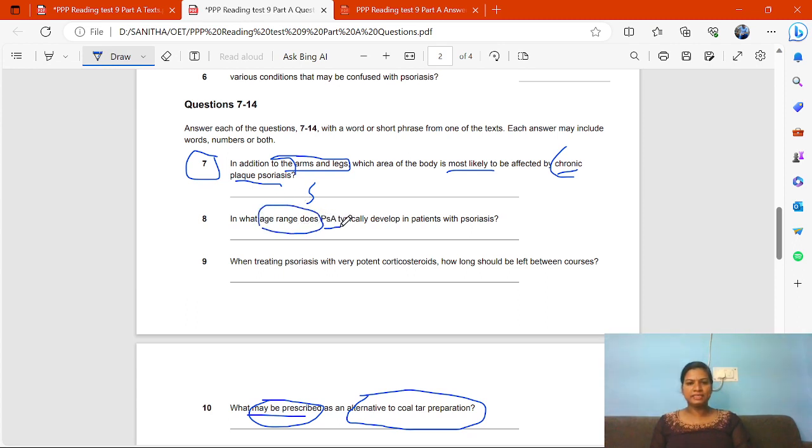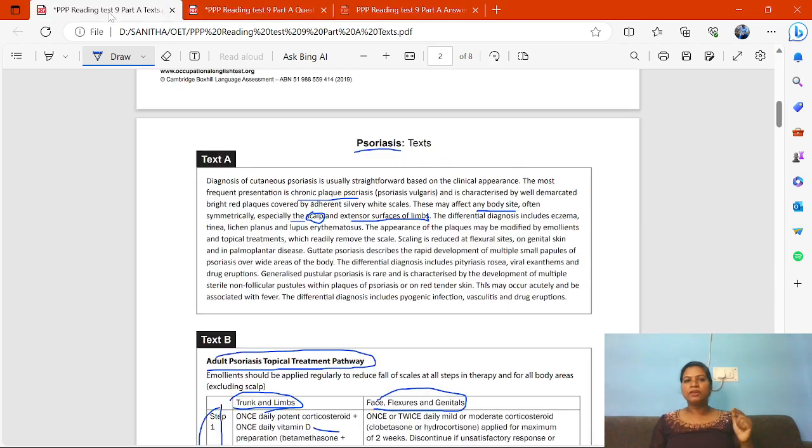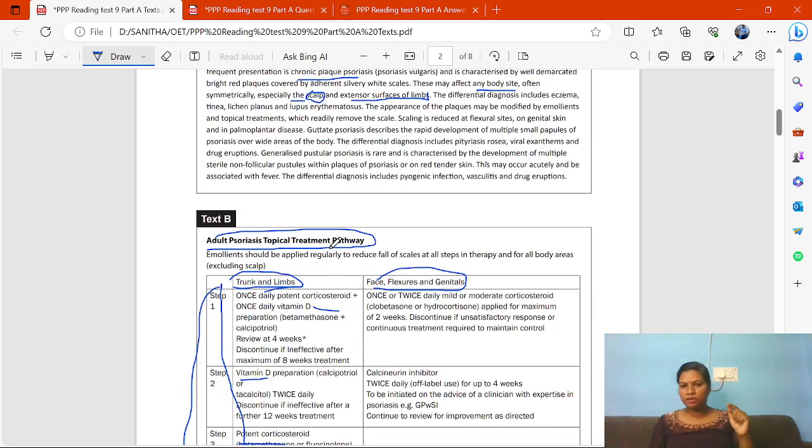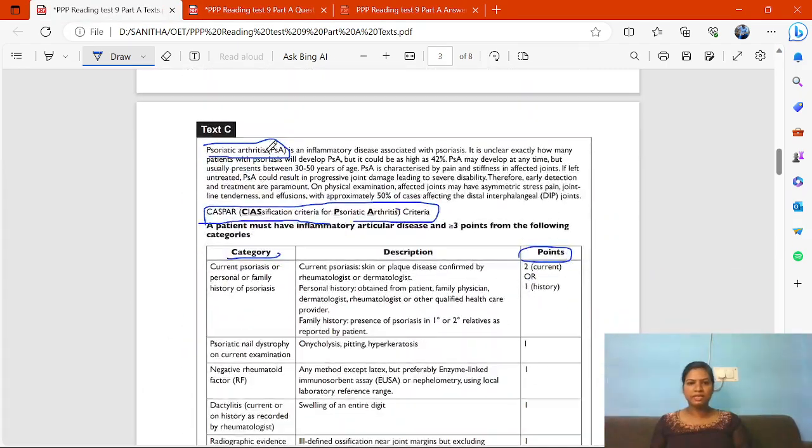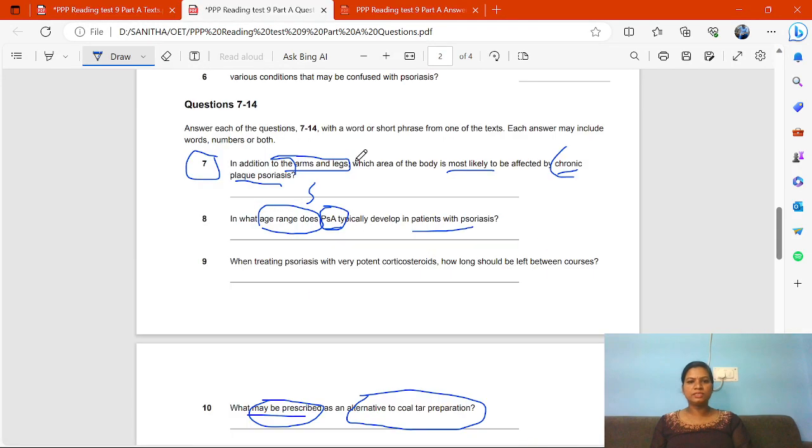in what age range does PSA, typically, PSA is one point, another keyword, develop in patients with psoriasis? In what age range? Some age range they are asking. You have to find out whether any age range is given in any passage. But they are given another keyword, PSA. You have to find out where this word PSA is. Only one passage gives information about PSA. Which passage? See, PSA. We got the keyword here.